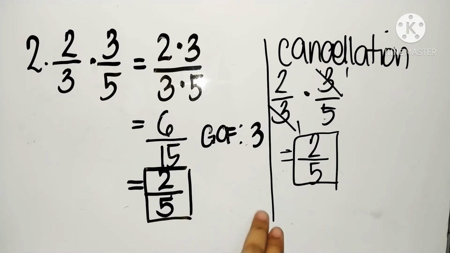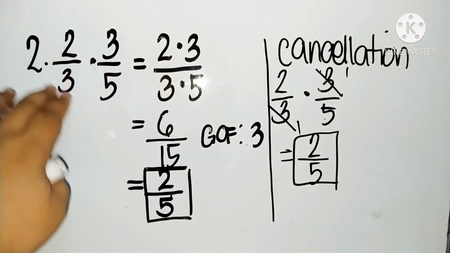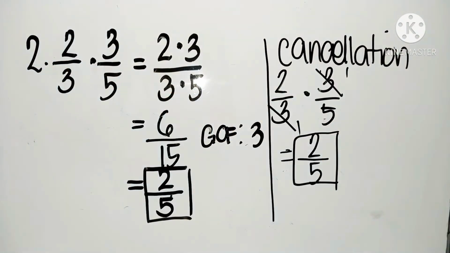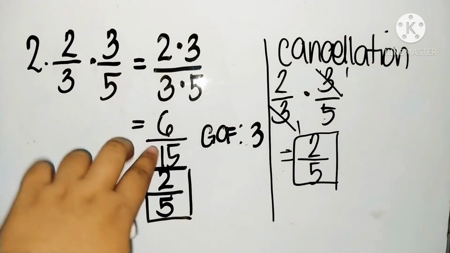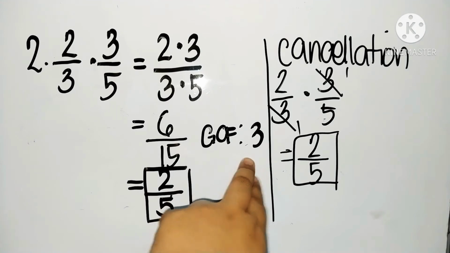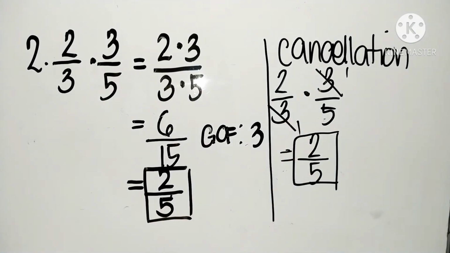So, sino mas maikli? Siyempre, kapag ganito na meron silang common factor, mas madali na gamitan na lang ng cancellation method. Kasi dito sa normal na multiplication, after natin i-multiply, kinuha pa natin yung GCF. Dito, kapag nakita mo na meron silang common factor, you can cancel it right away.